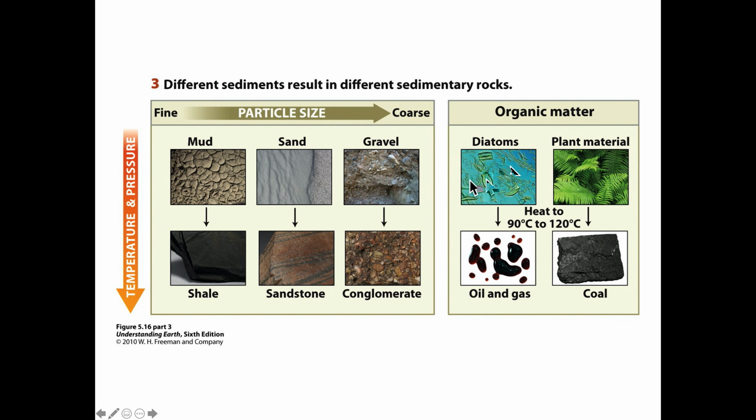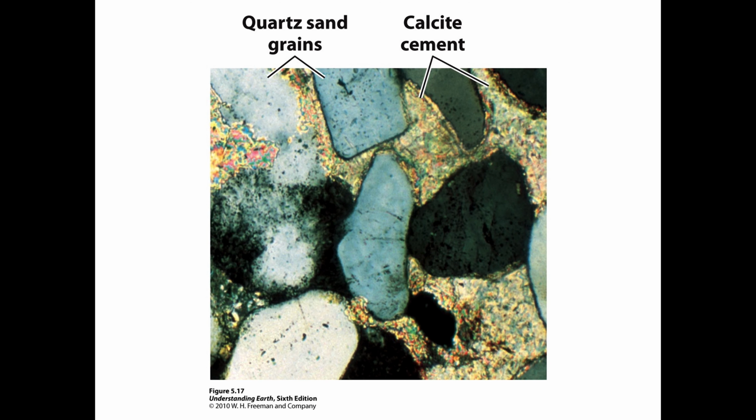These diatoms may be compressed together along with organic matter and heated, resulting in a conversion of that organic matter into oil and gas. The plant material from, say, a swamp may be compressed from that peat that you saw in the Ireland slides in the last lecture. Compress and heat that, and the result is coal. So here we have an example of a quartz sandstone. You can see the quartz grains here. And this colorful material, it's called pleochroic cement, is made up of little grains of calcite that are all grown together.